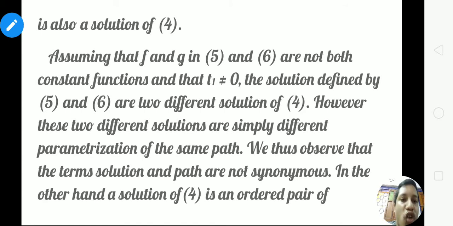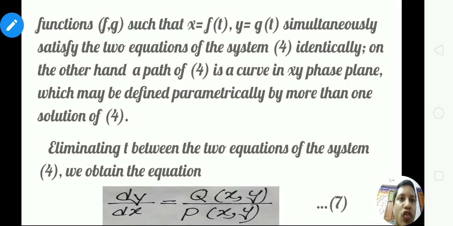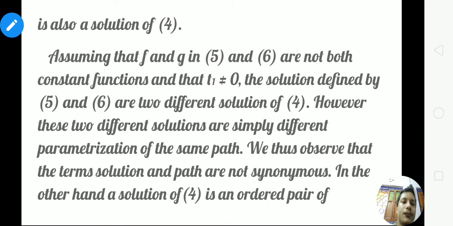On the one hand, a solution of 4 is an ordered pair of functions f, g such that x = f(t), y = g(t) simultaneously satisfy the two equations of the system 4 identically. On the other hand, a path of equation 4 is a curve in the xy phase plane which may be defined parametrically by more than one solution of 4. So here we get the idea of solution and path.